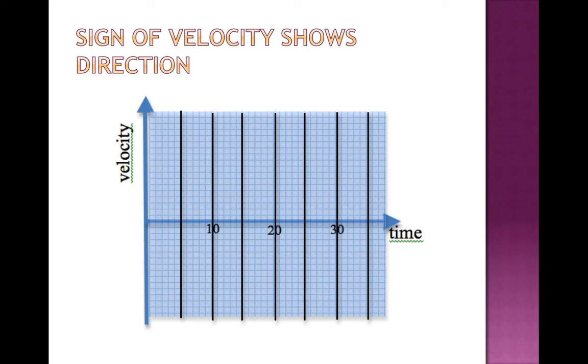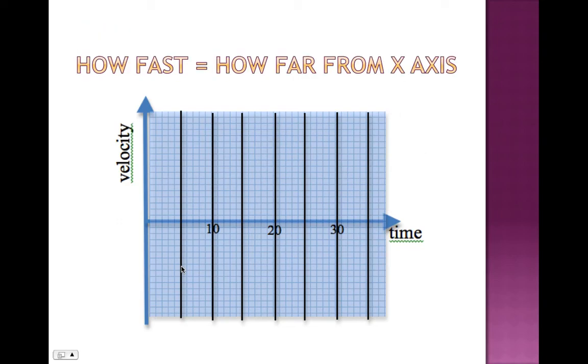Okay, so for a velocity time graph, the sign of the velocity shows the direction of motion. So any velocity that's positive, any velocity that's up here, means that it's moving away. Meanwhile, any velocity that's down here means it's moving towards. How fast means how far we are from the x-axis.